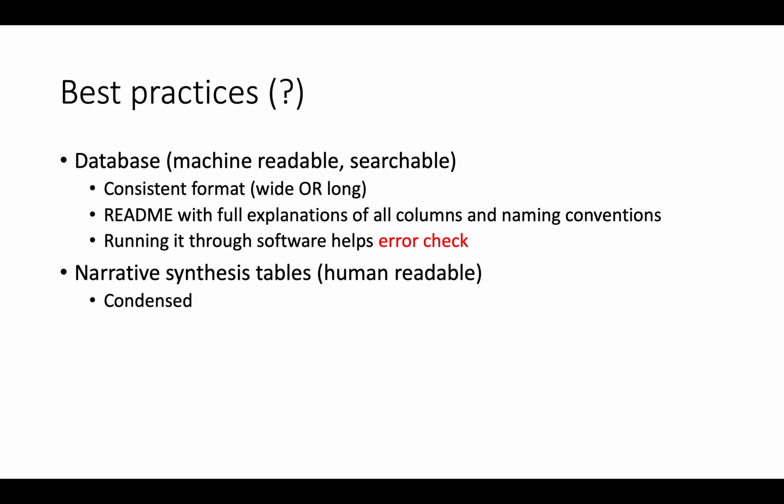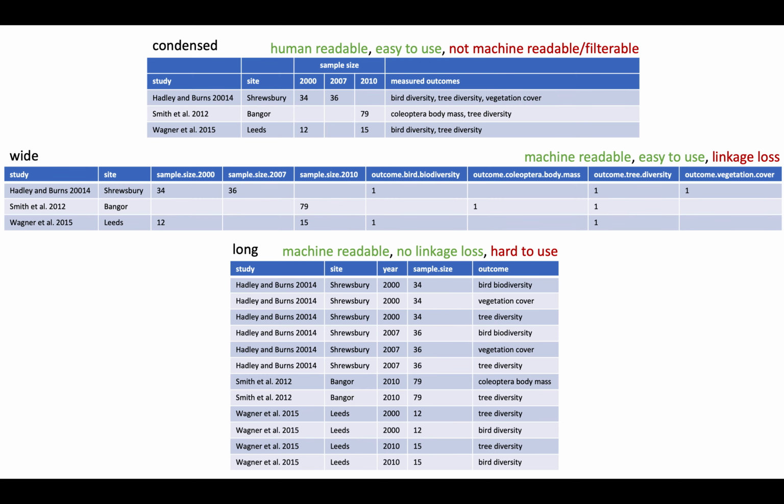It's useful if you're going to be providing narrative synthesis tables to think about these being human readable. So if you're providing tables that summarize information in an easily digestible format, and your database is either wide or long, you'll want to think about summarizing these in a condensed format. So just to remind you what we talked about in an earlier session, these are the three terms I've used there. The condensed format, which is the kind of table that you would have inside your systematic map.